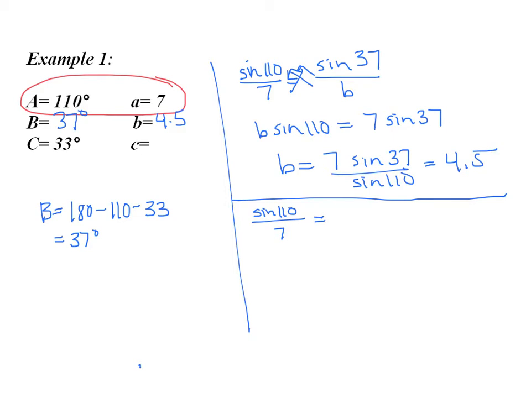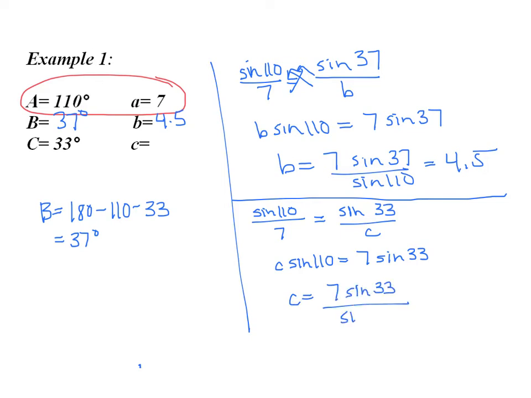You still use your given information. And this time, since I'm solving for C, I'm going to use angle C. Now you're going to go ahead and cross multiply. So I'm going to get C times the sine of 110 equals 7 times the sine of 33, and then divide both sides by the sine of 110.